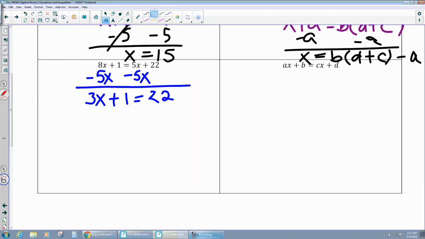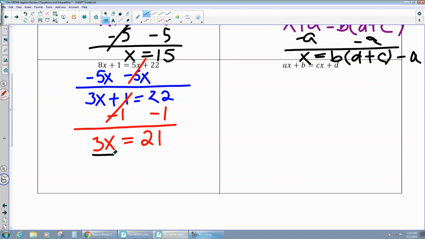All right, so let's finish this. I'm going to take away 1 from both sides. I get 3x is equal to 21. And last but not least, let's divide by 3 on both sides. You get x is equal to 7.